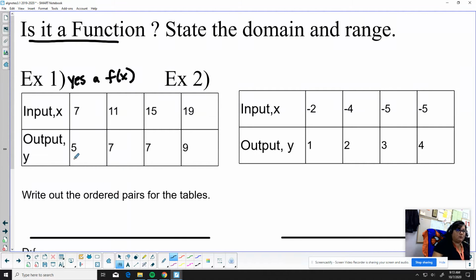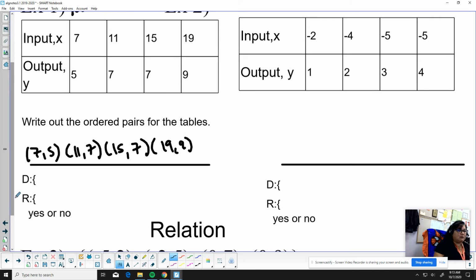So if I write the ordered pairs, I read them down to up. So the first one would be (7, 5), (11, 7), (15, 7), and (19, 9). And then from there, I can write the domain and the range. So the domain are all the x's. So 7, 11, 15, and 19. And the range would be all the y values. So 5, 7. I can write the 7 twice, or I don't have to. That's up to you. And 9. And yes, it's a function because all the x's are different.